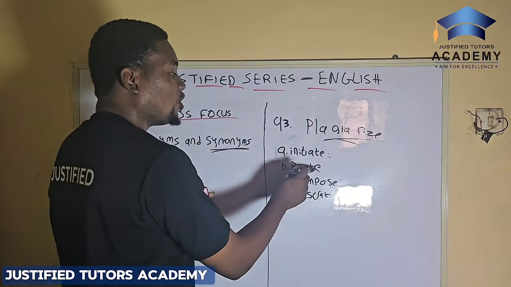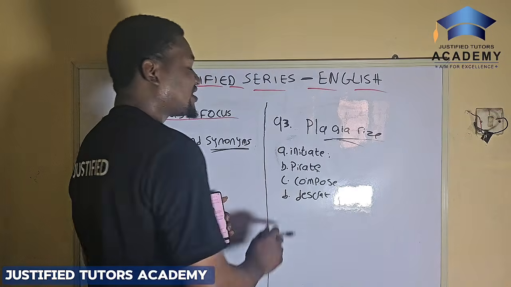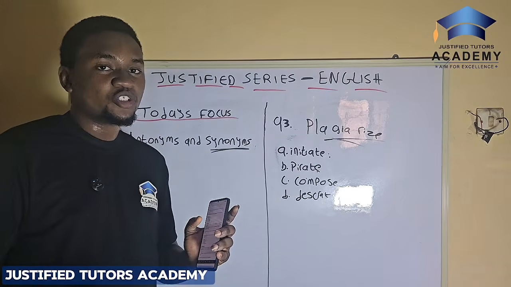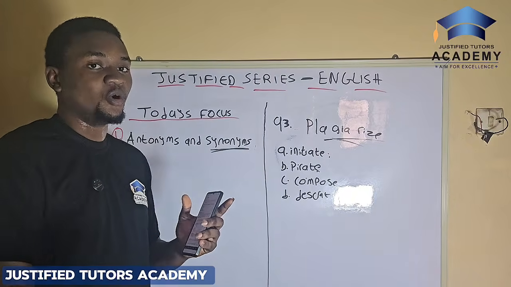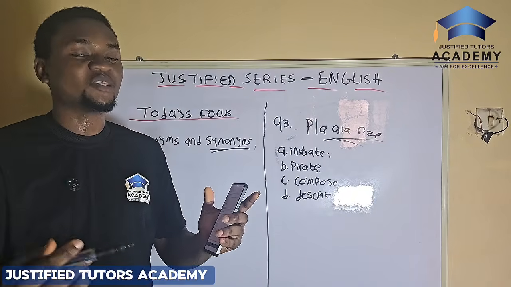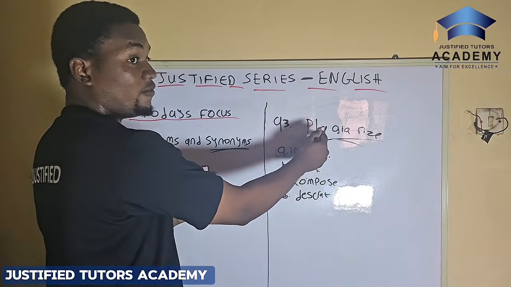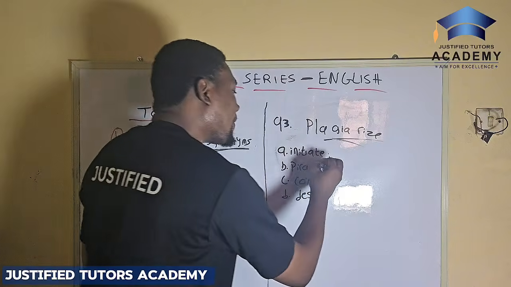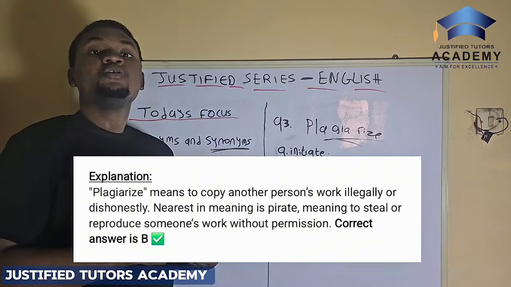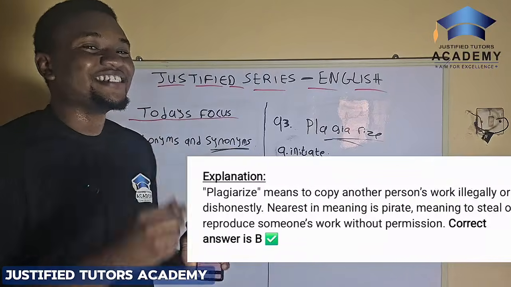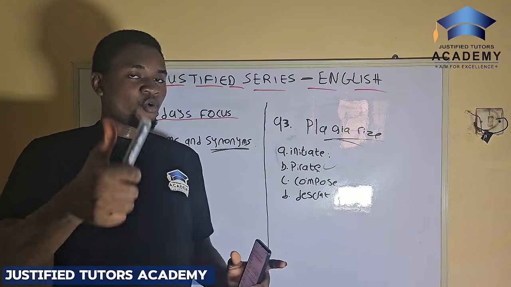So this one is looking like the answer, but let's confirm from the other options. What does compose mean? Compose means to do something from the start. When they say to compose a song, or she composed a song, it means she formed her own song. So this one is more like the opposite meaning of this one. Therefore our answer is B, because pirate is nearest in meaning to plagiarize. If you got the answer right, congrats to you.